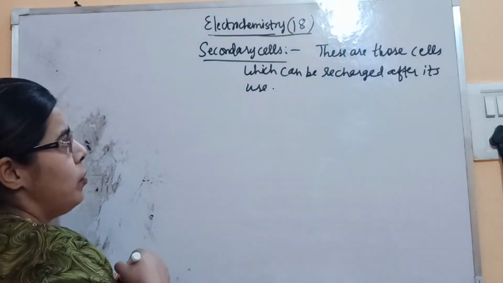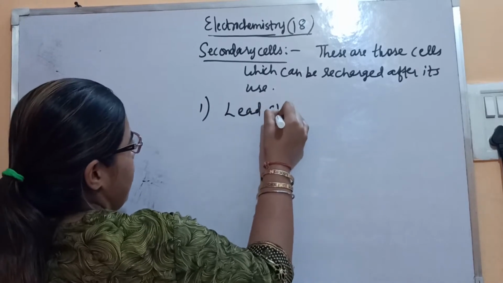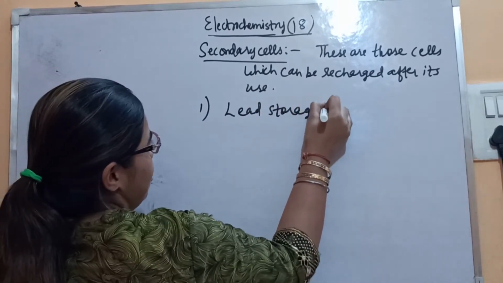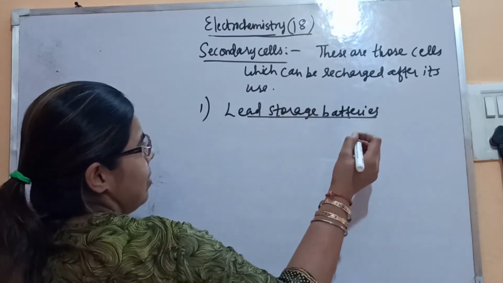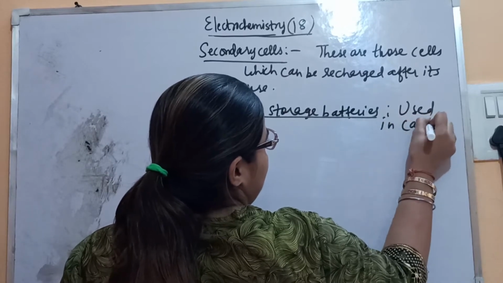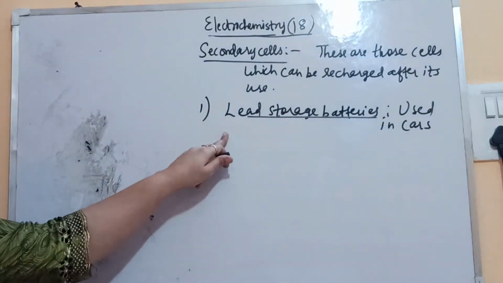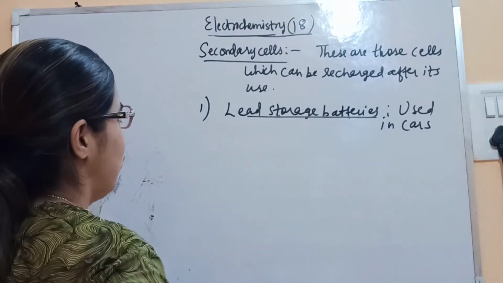So this is of two types, as we have seen. Let's see the first one, lead storage batteries. Lead storage batteries are used in cars. The best example is the car battery, in which H2SO4 is present.